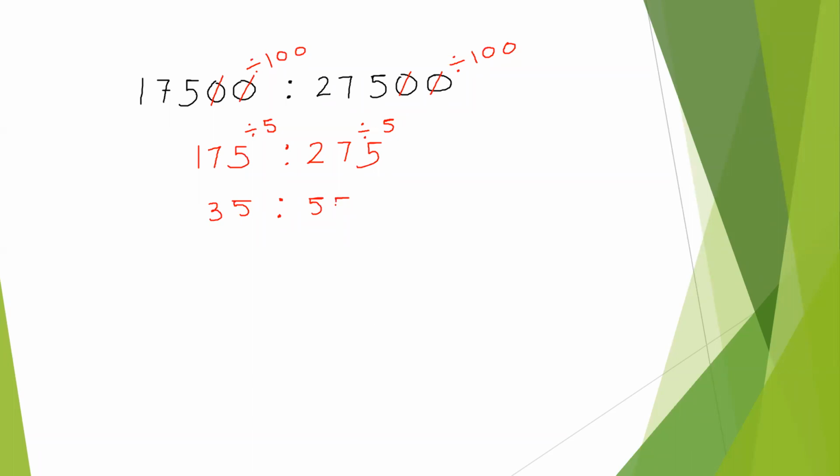And what number could we divide by again? We could use 5 again. So divide by 5 and divide by 5. What is 35 divided by 5? 7. And what is 55 divided by 5? 11. All right, so that's how we get 7 to 11. All right, so that's how we did it for last week.